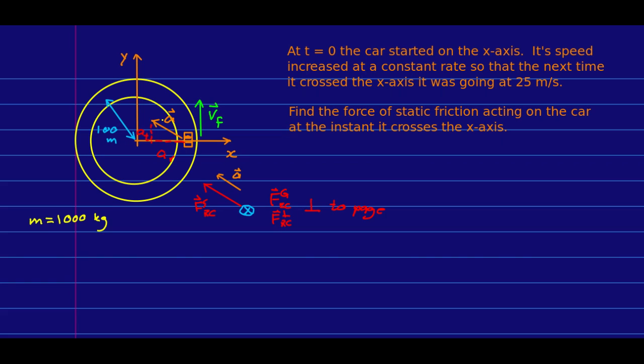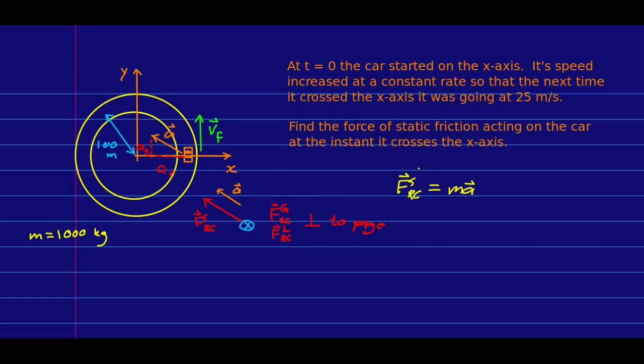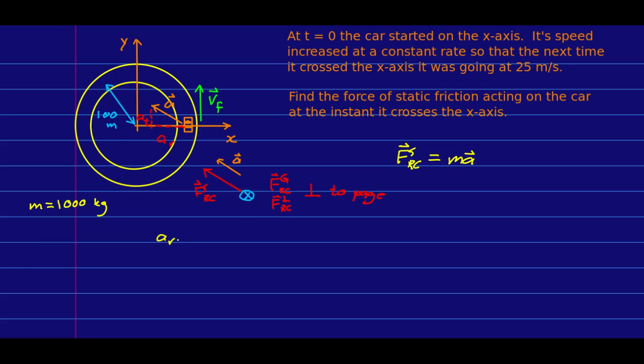So I'm simply going to find the acceleration, because I then know that the static friction, in fact, in this case, equals ma, because these two forces cancel each other out. So all that's left is to find the acceleration. Well, that's actually going to be relatively simple. At this moment, we know the speed, and so we know that the radial acceleration is just v squared over r, so all that's left is to find the tangential acceleration.